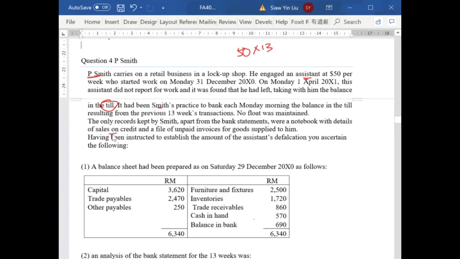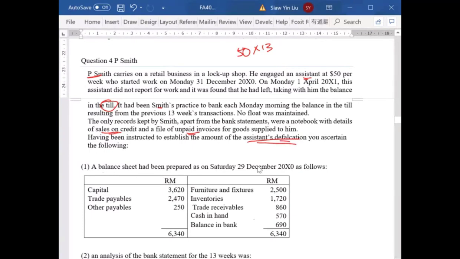Here you have sales on credit and unpaid invoices. Okay. Next, this is your sales. This is your purchase. Having been instructed, they want to find out how much the assistant has stolen from your money. So you need to figure out how much is the defalcation.